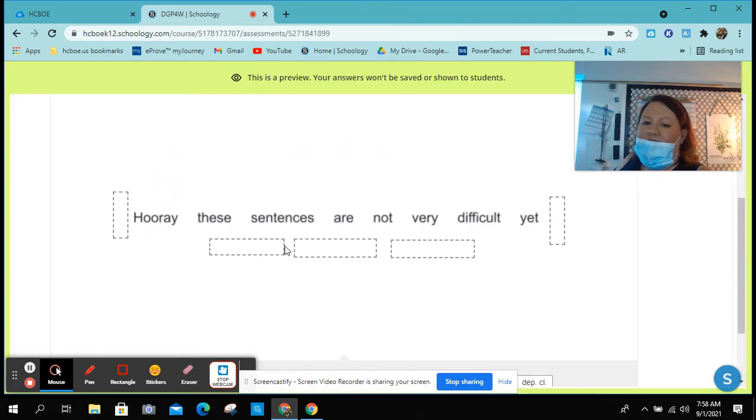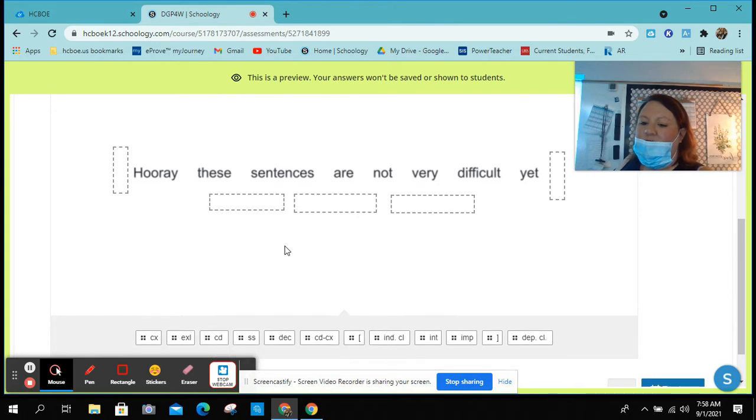Hooray, these sentences are not very difficult. So what should go, and I don't need you to answer out loud, okay? If you need to go back up and read the directions, you may scroll up. You have a computer in front of you. But what goes in these 2 inboxes? And you need to make sure that you put the opening and the closing one in the right place.